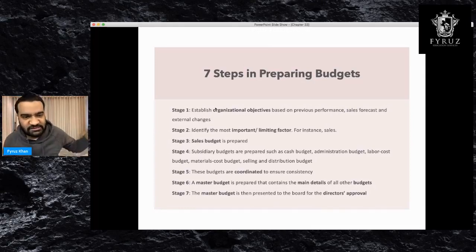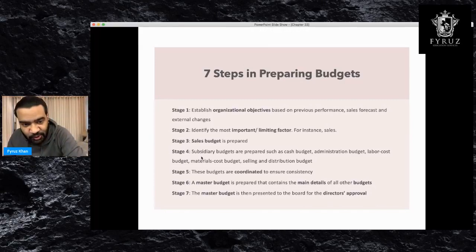Stage one, you establish organizational objectives based on previous performance, sales forecast, external changes. Stage two, identify the most important job, limiting factor, critical job. Stage three, sales budget is prepared. Stage four, other subsidiary budgets are prepared. Stage five, these budgets are coordinated with everyone, discussed with everyone. Stage six, a master budget is prepared. Stage seven, the master budget is presented.